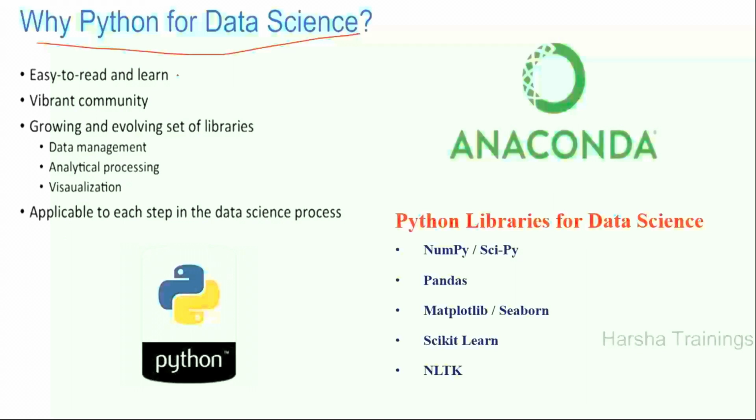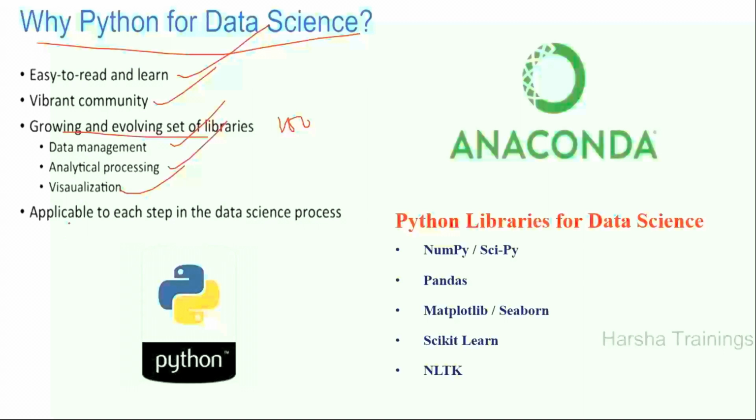Now, why am I preferring Python? Python is very simple to write programs in compared with C, C++, and Java. It is easy to read and learn. It has a vibrant community. It is free and open source software, and it is growing and evolving. It has 100 plus libraries for data management, analytical processing, and data visualization.